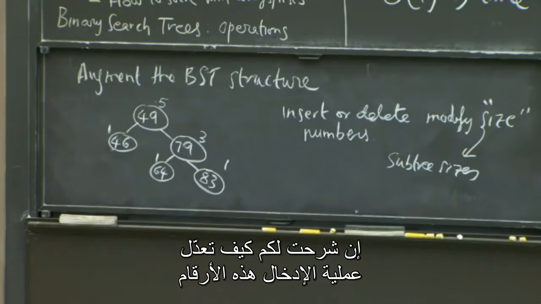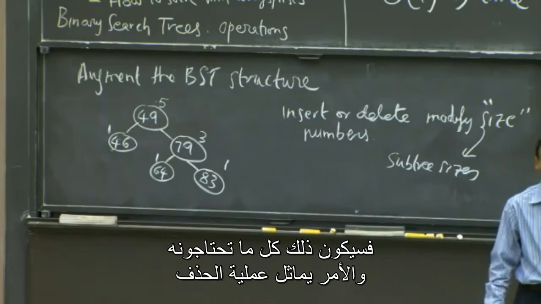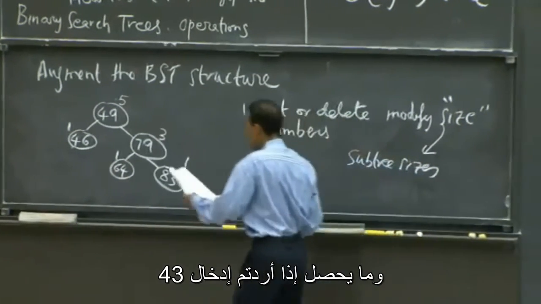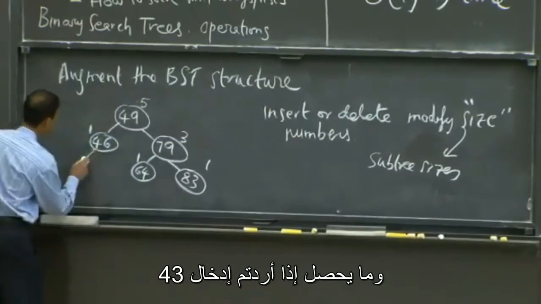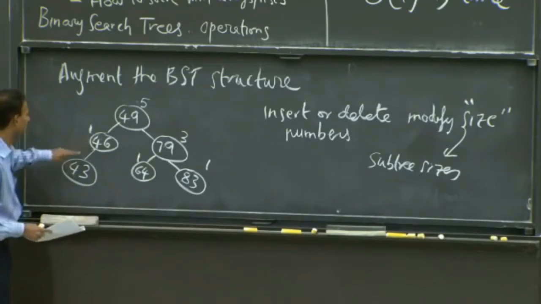And if I explain to you how an insert operation modifies these numbers, that is pretty much all you need. And of course, analogously for a delete operation. All right? So what would happen if you wanted to insert 43? You would insert 43 at this point.